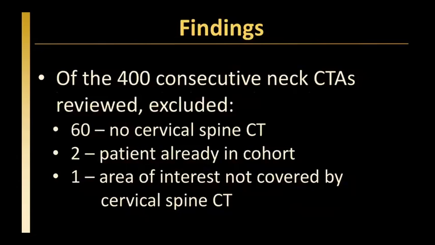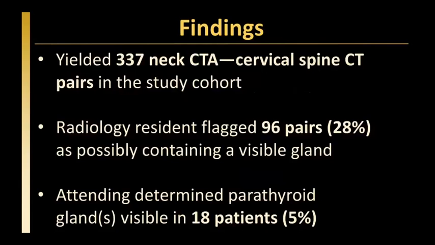Of the 400 neck CTAs reviewed, 63 were excluded for reasons listed. This yielded 337 neck CTA and cervical spine CT pairs. 96 pairs were flagged by the radiology resident as possibly containing a visible gland. Of these, the attending neuroradiologist determined at least one parathyroid gland to be visible in 18 patients.